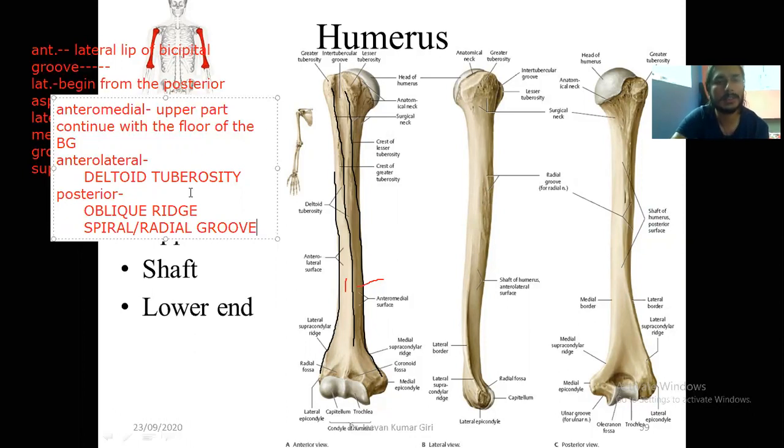So these are the features you will see in the shaft. Don't forget the oblique ridge and the spiral or radial groove on the posterior surface, and the deltoid tuberosity in the anterior lateral surface.